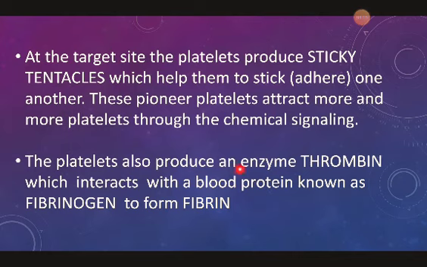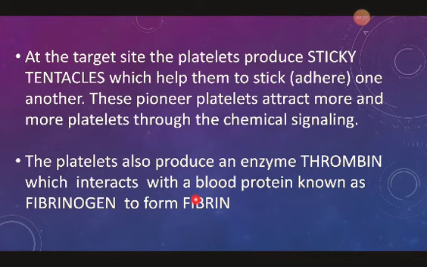The platelets also produce an enzyme. The platelets present in the target site produce an enzyme known as thrombin. Now this thrombin works with the blood protein known as fibrinogen. The plasma matrix also contains other proteins, and fibrinogen is one of them. With the interaction of thrombin with fibrinogen, another form of protein is created, known as fibrin.